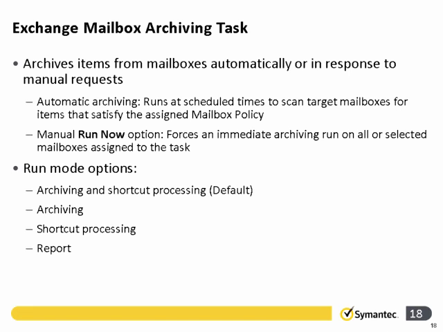Or you can go through the mailbox archiving task in the Enterprise Vault Administration Console, right-click on it, and one of your options will be Run Now. When you select the Run Now option, you'll be able to determine one of four running modes. These include archive and shortcut processing, which is the default selection, as well as just archiving, just shortcut processing, or running the task in report mode.